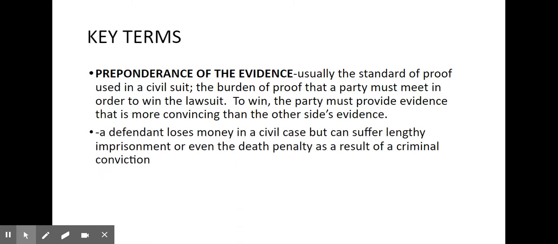A defendant loses money in a civil case but can suffer lengthy imprisonment or even the death penalty as a result of criminal conviction. That's why there is a degree of difference for guilt. That's why in a criminal case, as we already talked about, it has to be beyond a reasonable doubt. In a civil case, it's just preponderance of the evidence. Those are some key terms. We're going to be talking about these a lot as we move through this semester.